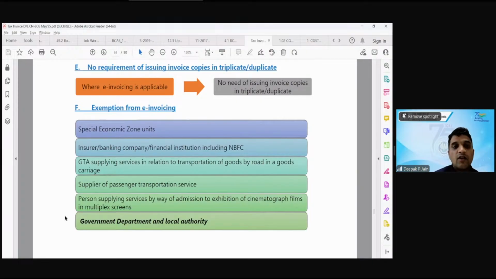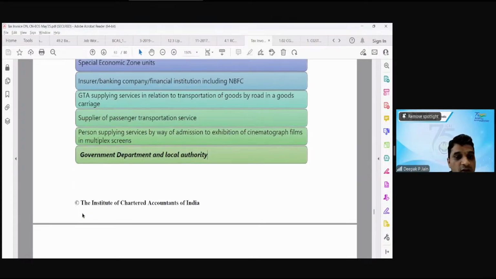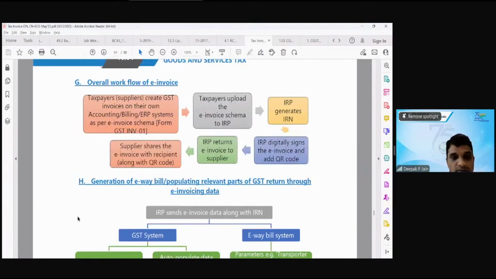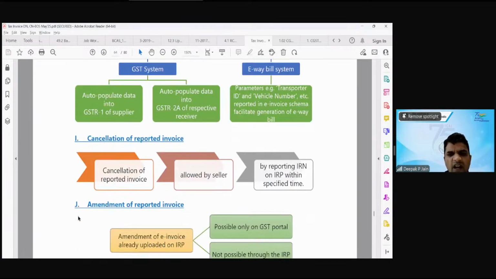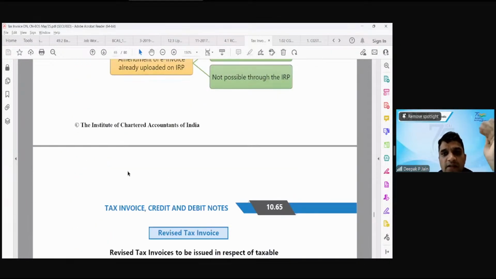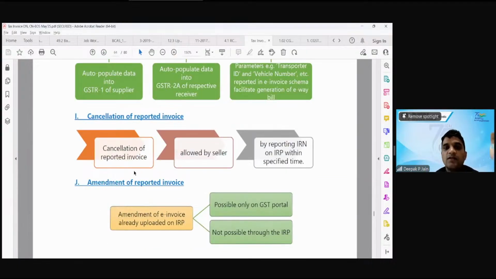So SEZ unit not applicable, insurance company, banking, financial institutions not applicable, GTA not applicable, passenger transportation, and cinematographic films in multiplex screens, and government department and local authority e-invoice not applicable. Otherwise, it is all simple, nothing much to be mentioned in the e-invoicing.